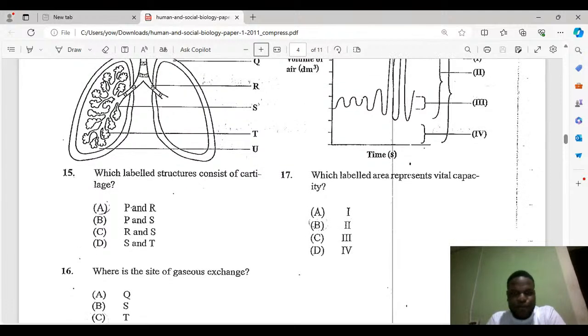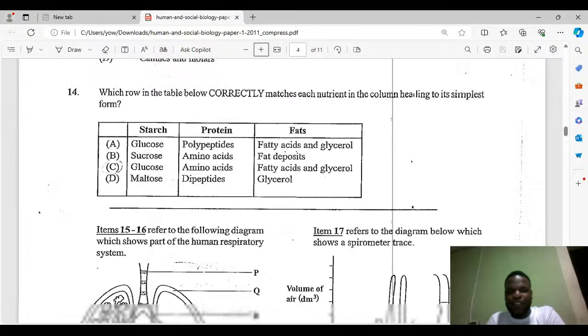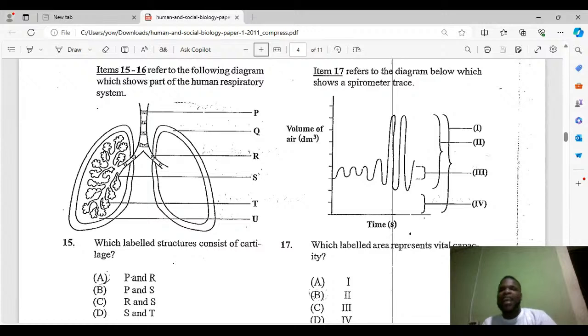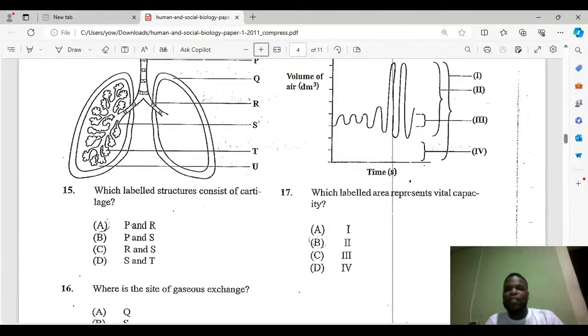Let's move up the ladder to 17. The diagram below shows a spirometer trace. Which label represents the vital capacity? It's not much to refer to.